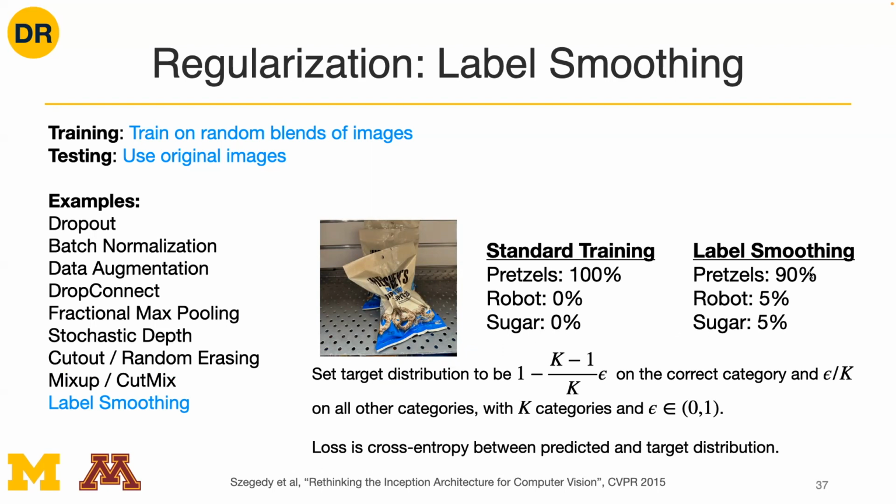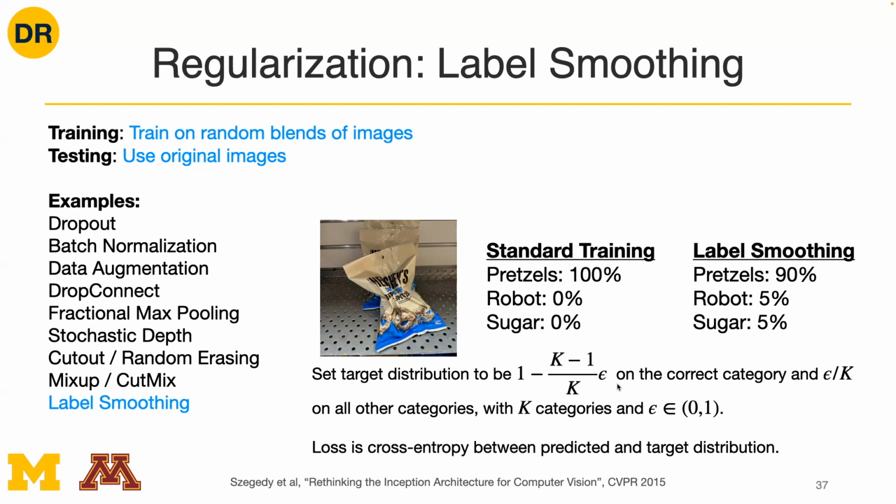What label smoothing does is leave the image the same, so don't augment the pixels at all, but just change the label, saying that what you want your classifier to predict is 90% pretzel bag and then have some non-zero score for the robot and sugar classes, the incorrect classes. The way to implement this is according to this equation, where you pick an epsilon, which controls how much score you want your model to predict on the incorrect classes.